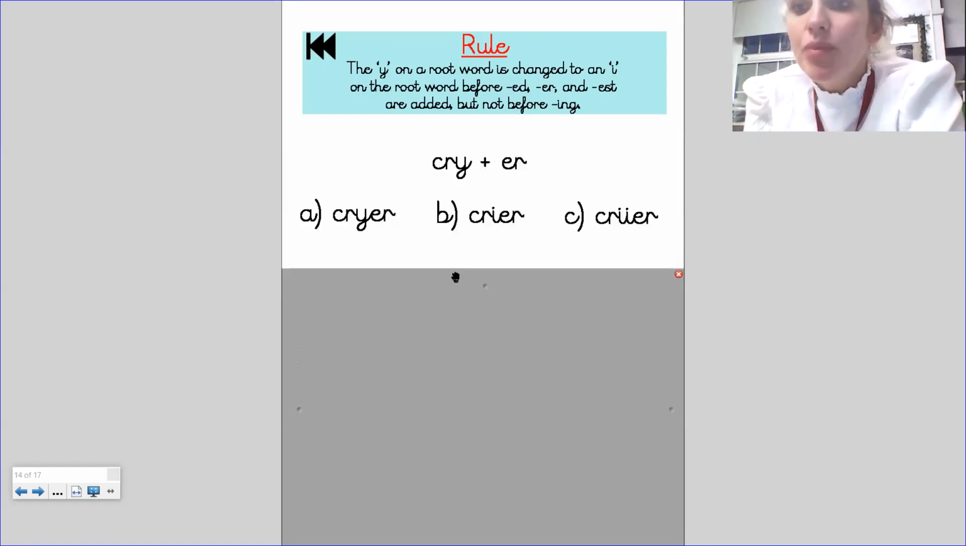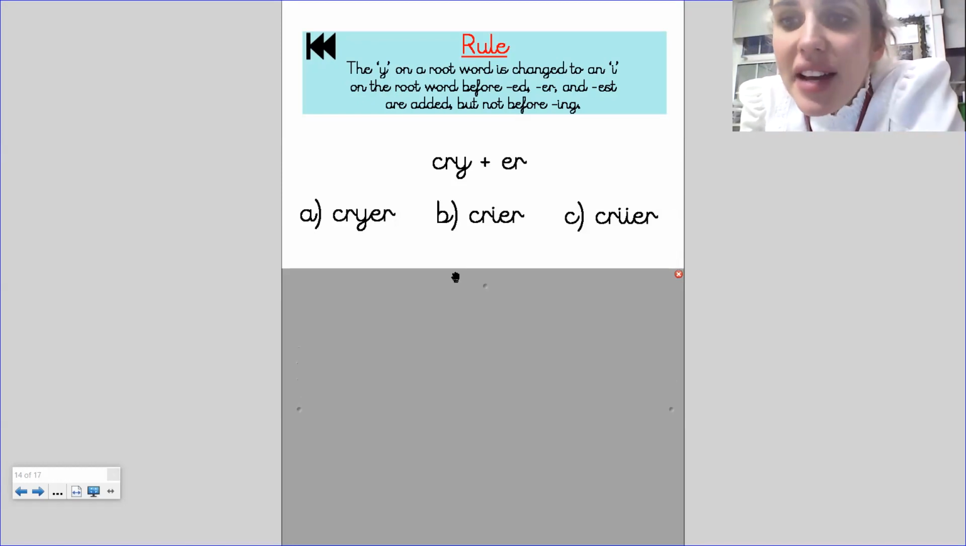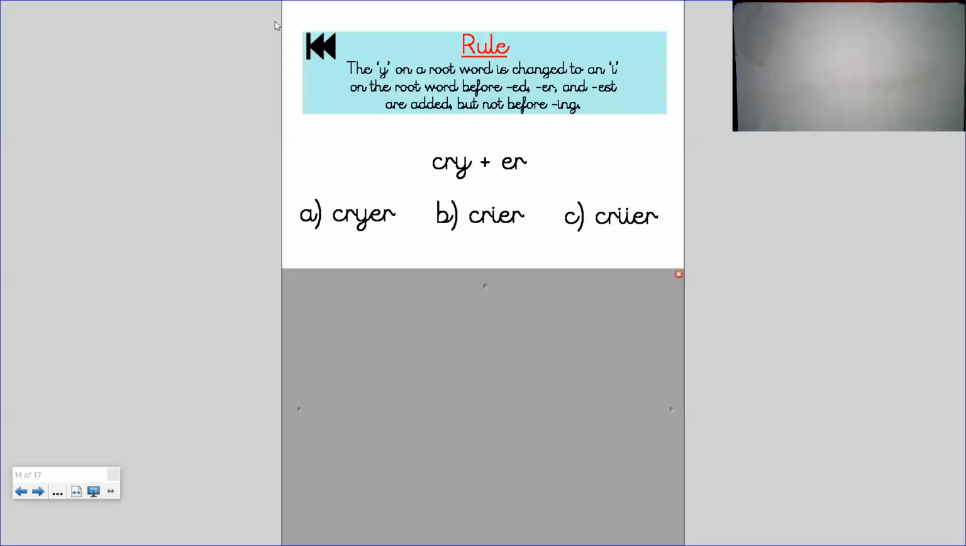So, for example, we have our root word there, cry, and we're adding on the suffix er. What is the correct new spelling? Is it A, B, or C? I'm just going to put my camera onto the whiteboard so that we can look at the answer together. So let's see if you're right. Is it A, B, or C?